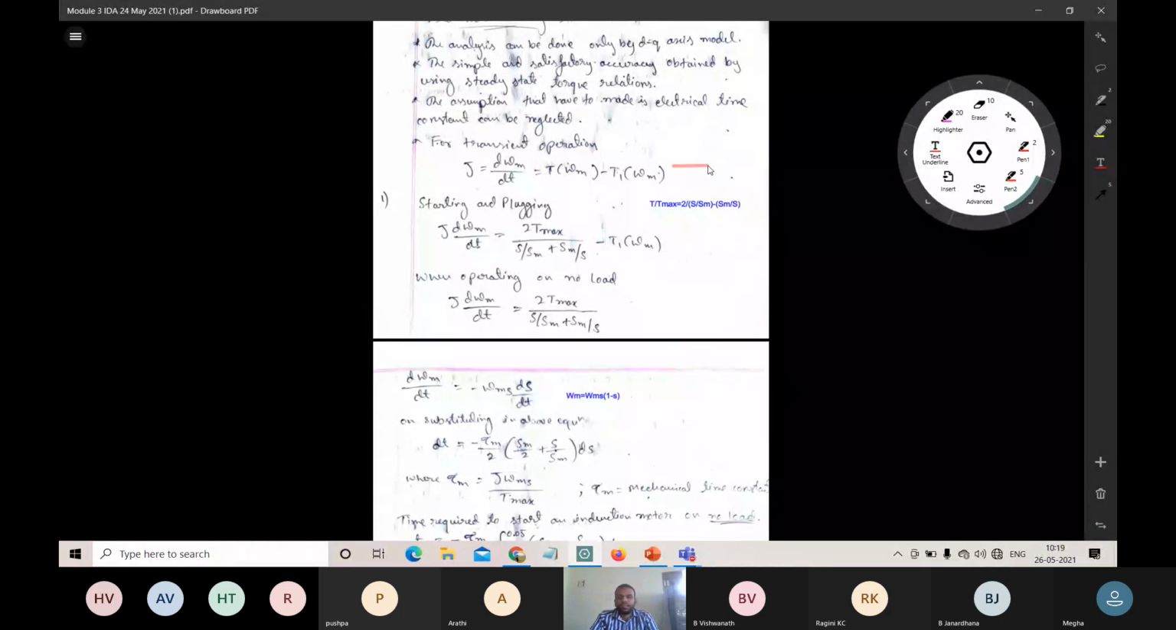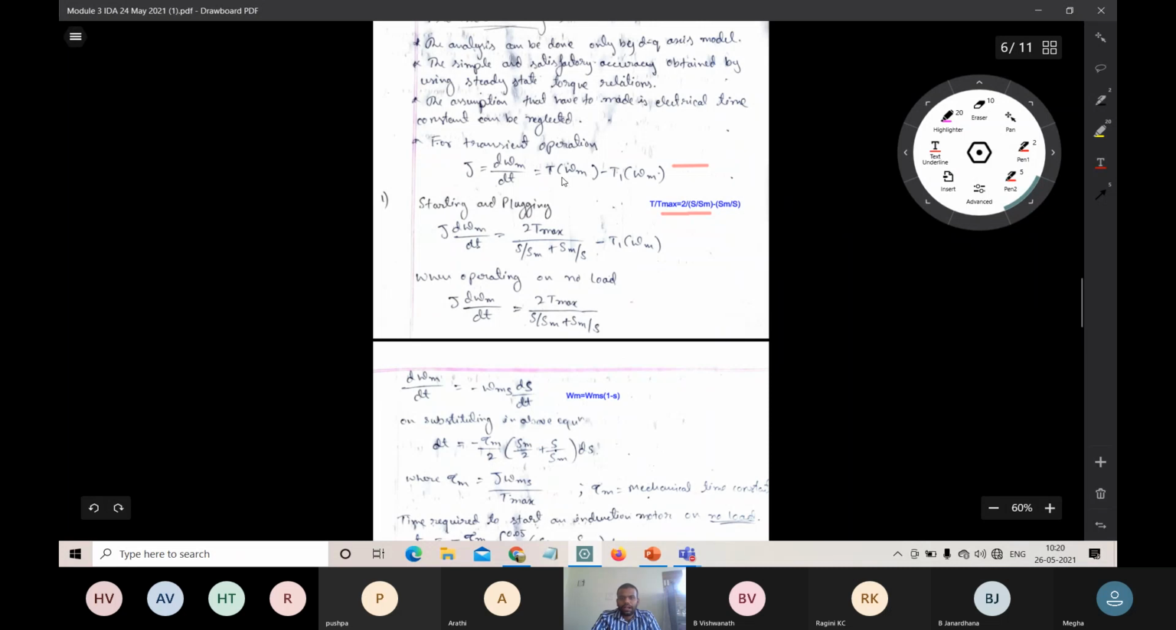While doing the analysis of performance of the induction motor in the first session, we derived one equation. That equation will be given by T by T max is equal to 2 by S by Sm minus Sm by S. I am just using that equation here. Instead of T, T is equal to 2 into T max divided by S by Sm minus Sm by S.